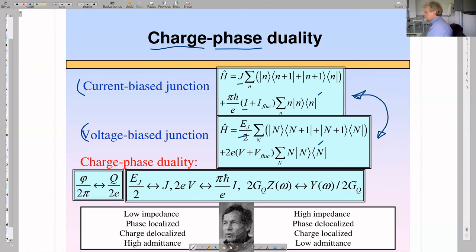All right, so tunneling of the phase and tunneling of the charge appear to be completely similar phenomena, dual phenomena. So one could just have a correspondence. One can switch between phase and charge like this, between Josephson energy and tunneling amplitude in the washboard potential, between voltage and current, and between impedance and admittance of the circuit.